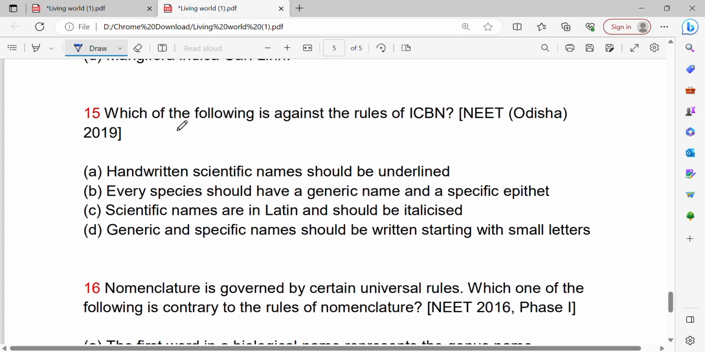Question number 15. Which of the following is against the rule of ICBN? Option A, handwritten scientific names should be underlined. Option B, every species should have a generic name and a specific epithet. Option C, scientific names are in Latin and should be italics. Option D, generic and species name should be written starting with small letters. And the correct option is option number D.